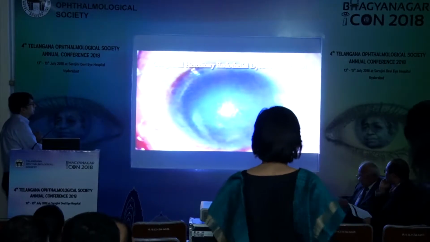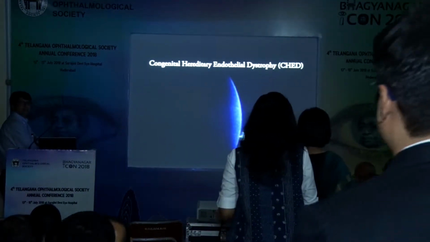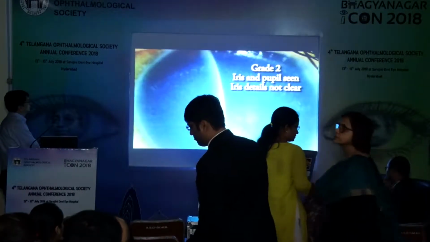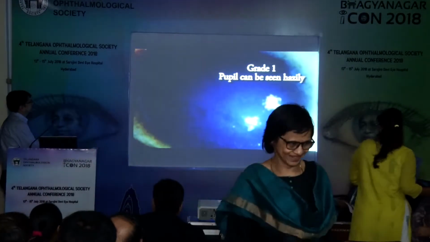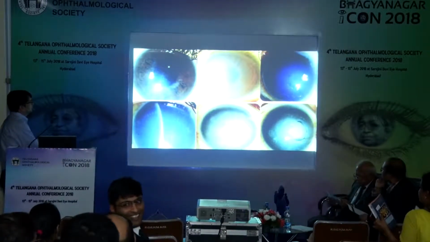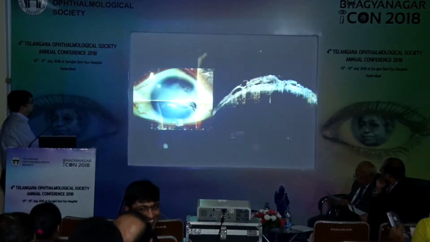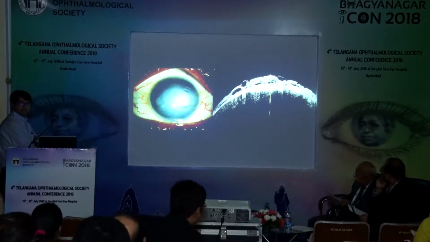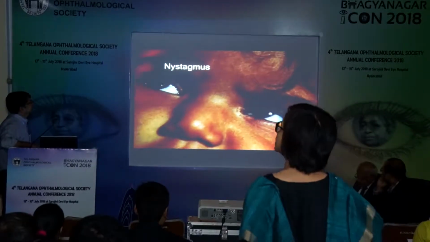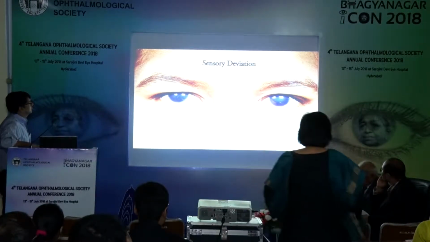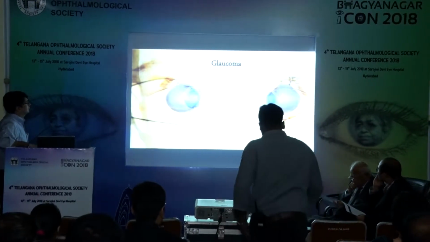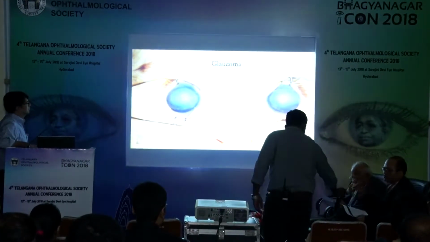Congenital hereditary endothelial dystrophy is characterized by bilateral diffuse corneal thickening associated with a varying degree of stromal opacification due to endothelial dysfunction. The severity of the stromal scarring, extent of degenerative pannus formation, secondary changes like band-shaped keratopathy, presence of nystagmus, sensory deviations due to late presentation, and associated comorbidities like glaucoma are poor prognostic factors.